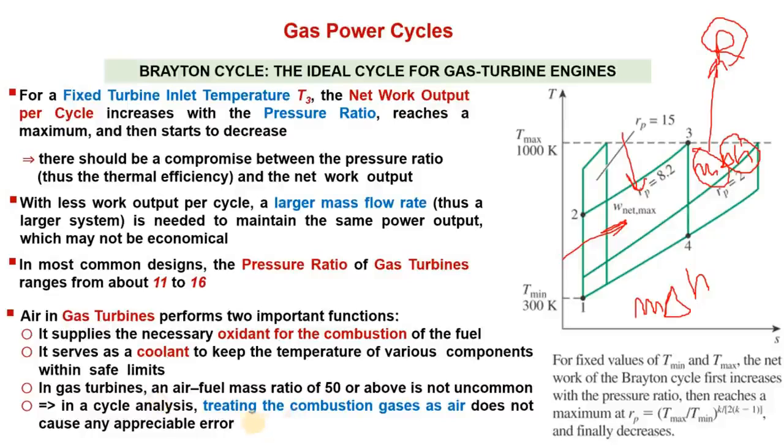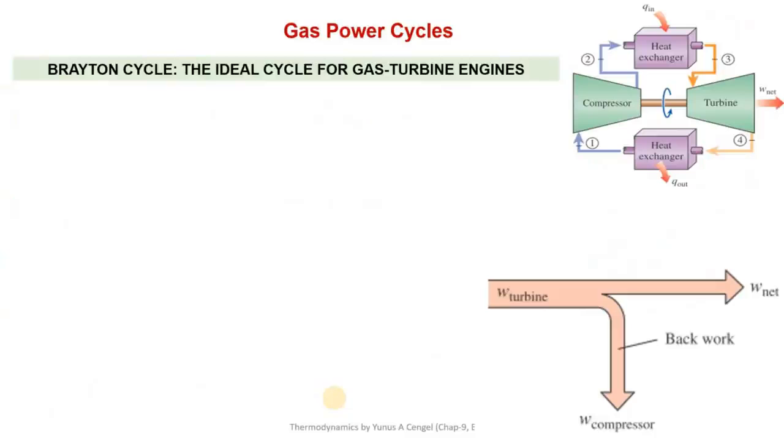In the analysis of these gas turbine cycles, if we assume these combustion gases as air, it does not cause any error, because actually it's not air, it is a combination of gases. We have discussed this in a number of places in Thermo 1 also. So let's go forward.